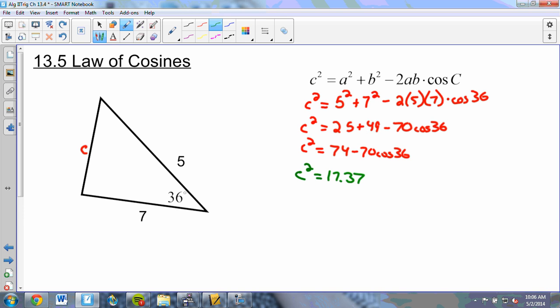If c squared is 17.37, Brett Prue. Is that what we're talking about? Brett Prue? Brett Thomas Prue. That one. Okay.